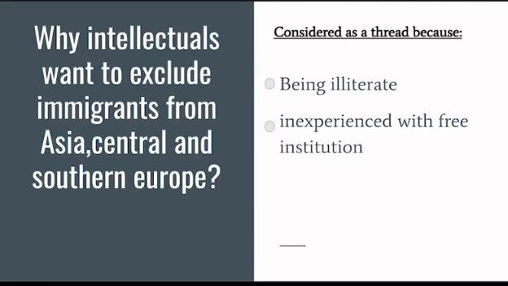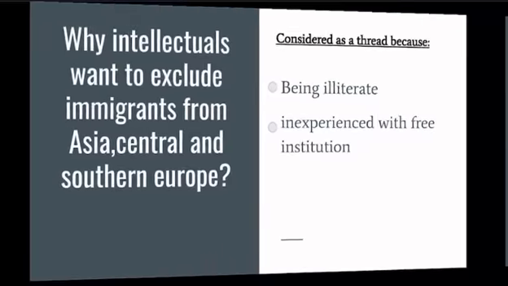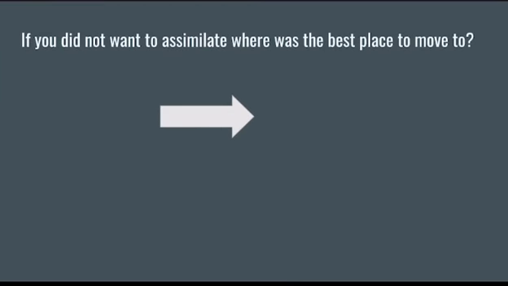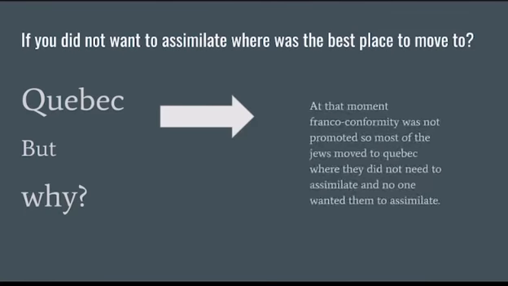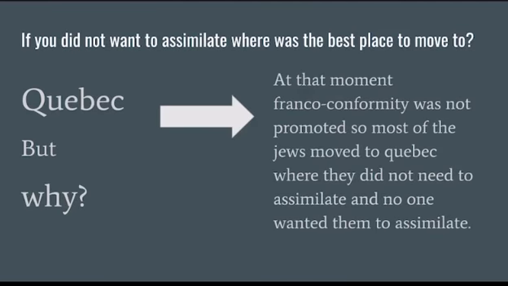In between, there were people who didn't want to assimilate. So, where was the best destination for them to move to? Quebec. But why? Because at that moment, Franco-conformity, which means getting assimilated to the French community, was not promoted. So most of the Jews moved to Quebec, where they did not need to get assimilated and no one wanted them to assimilate.